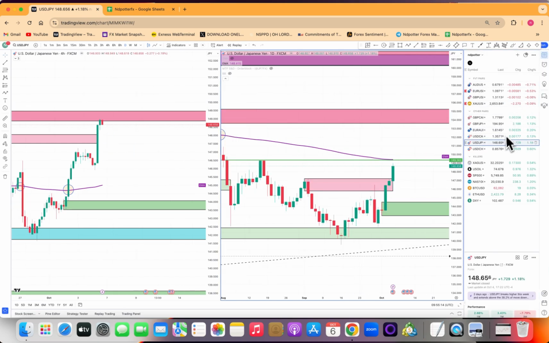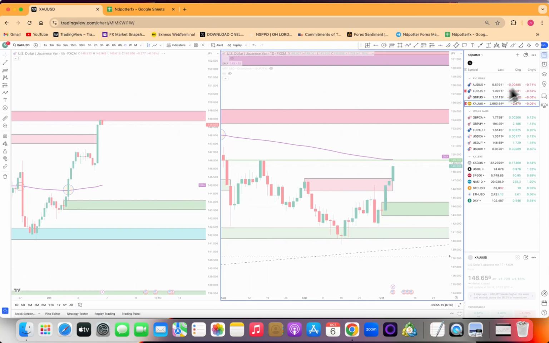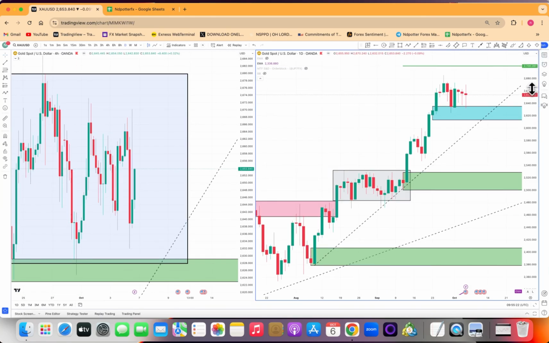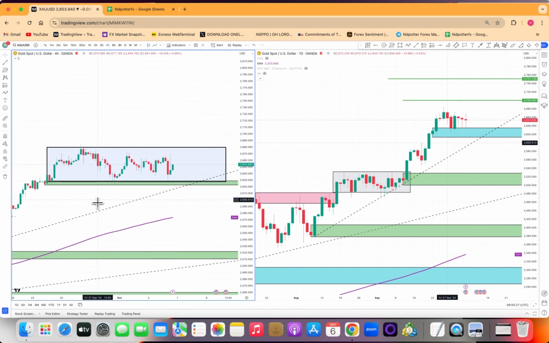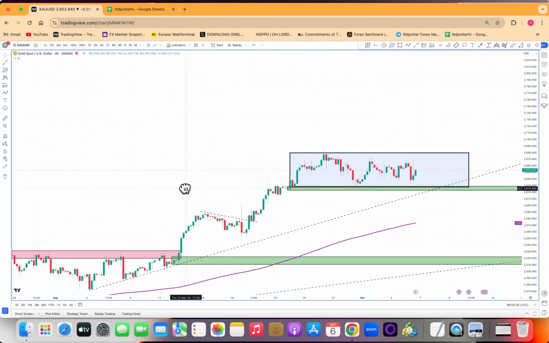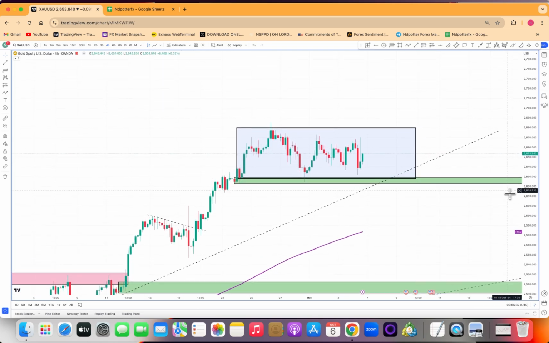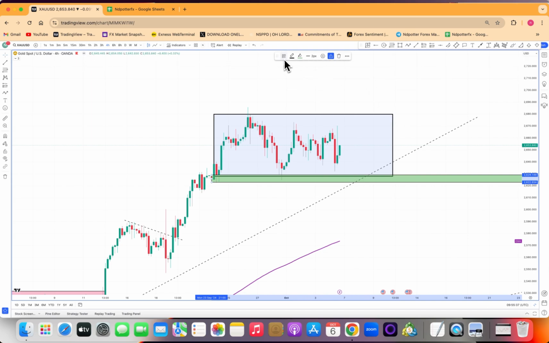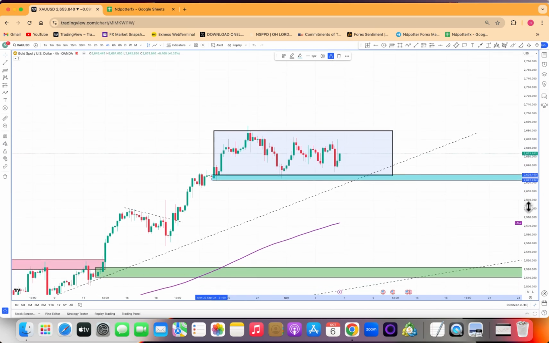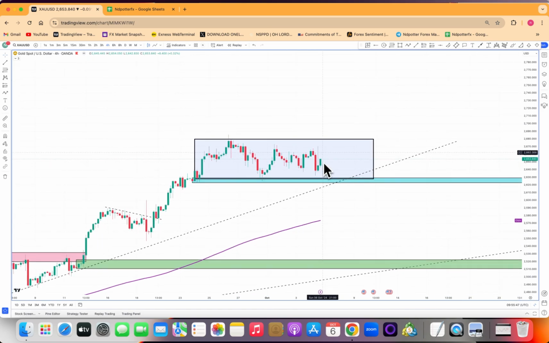So let's quickly watch gold. Gold and silver is actually nice. Okay, looking at gold here, you can see that gold is inside a box and inside a demand zone. This demand zone has been tested 1, 2, this is like the third time, and we are seeing this market consolidating. There is a possibility for this market to break to the upside and continue.